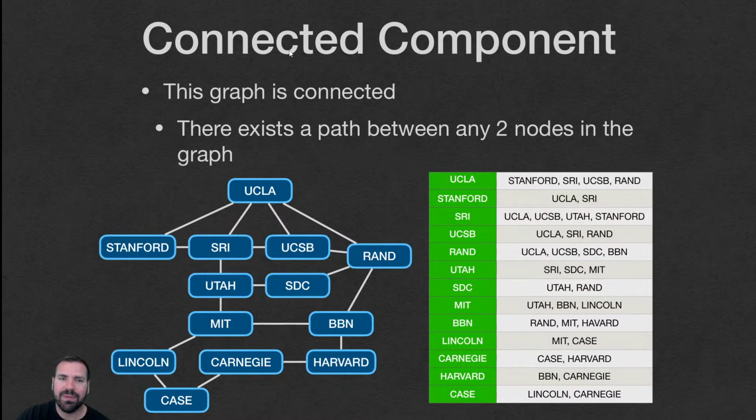A connected graph, or the connected component of a node: the connected component of a node is going to be every single node where there exists a path from that node to the other nodes. So UCLA's connected component, I can get to Stanford, SRI, etc. I can get from UCLA to any other node in the graph. So the UCLA connected component is the entire graph. And when that's the case, we say the graph itself is connected, because we can get from any node to any other node via a path.